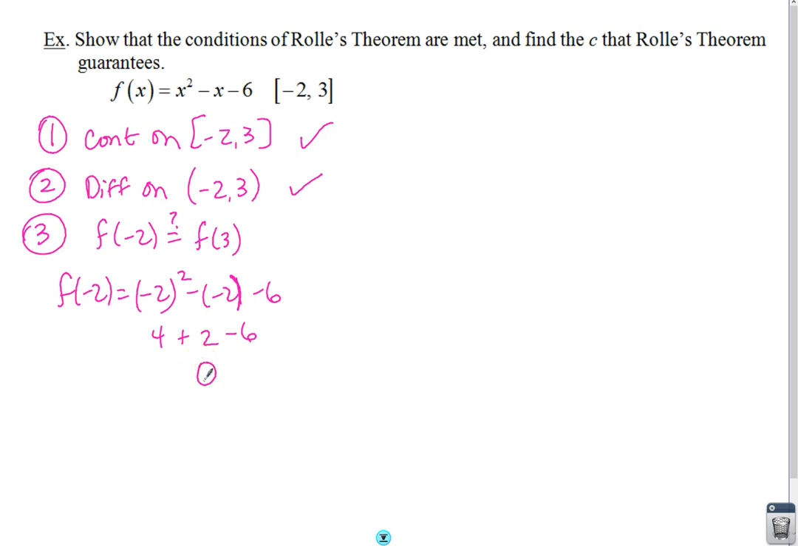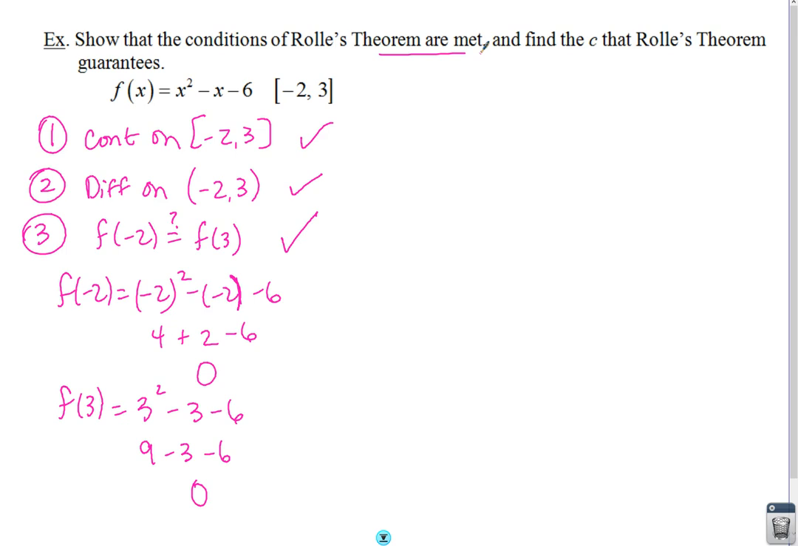4 plus 2 minus 6 is 0. And then, what is f of 3? F of 3 is equal to 3 squared minus 3 minus 6. So 9 minus 3 minus 6. Well, 9 minus 3 is 6, minus 6, I get 0. So yes, this condition is also met. So now, show the conditions of Rolle's theorem are met. Done, did that. Find the value of c that Rolle's theorem guarantees.